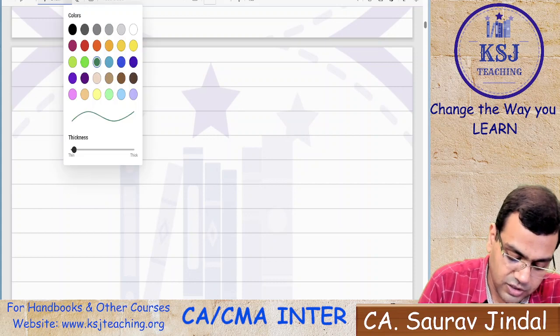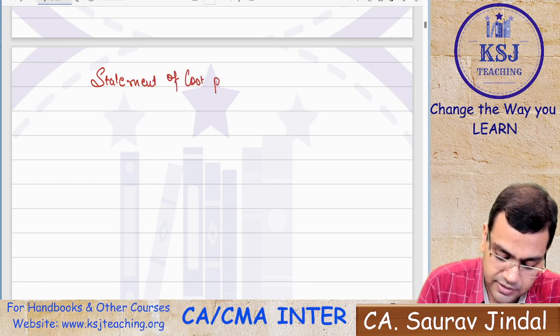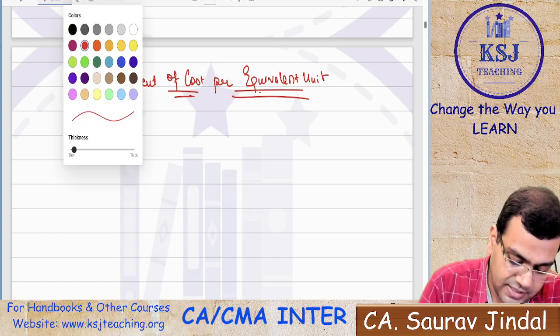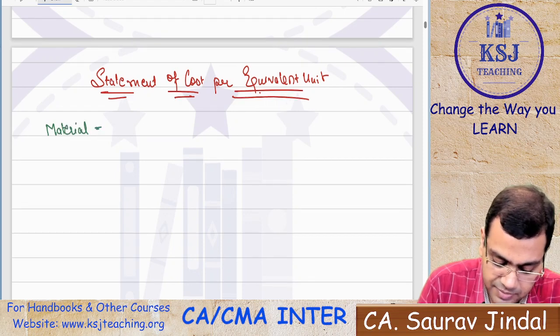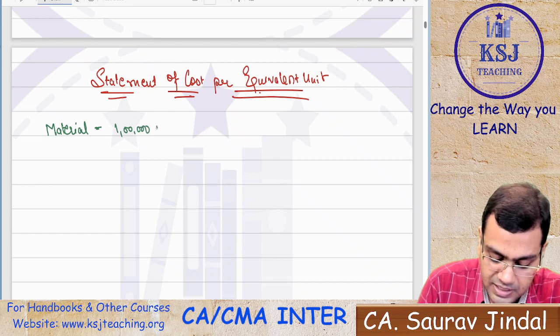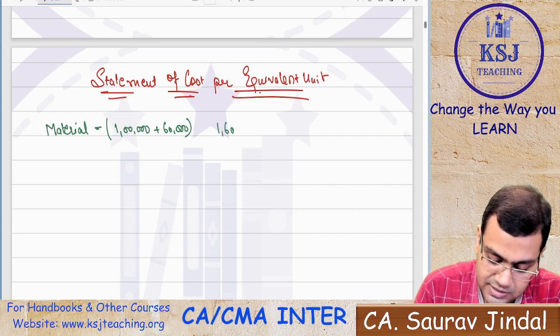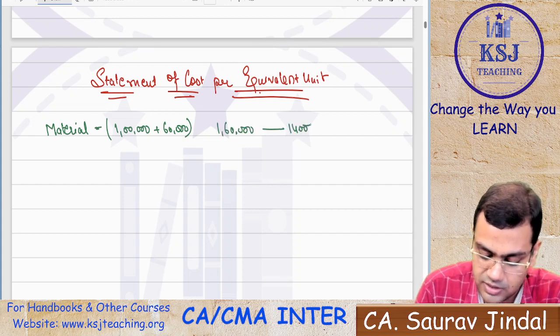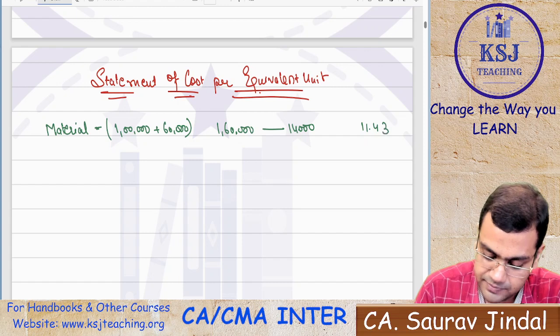After that, the statement of cost per equivalent unit. Now this is important again. In this case, you will take the total cost. For example, material cost will be taken as 1 lakh of the current period plus 60,000 of the previous period. Total 1,60,000 incurred on how many units? On 14,000 units. So what will be the cost? That comes to 11.43.